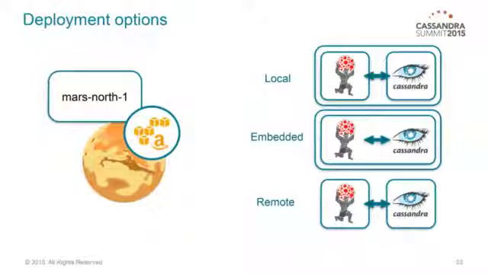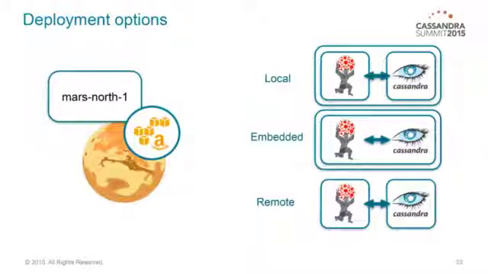Okay, so deployment options, just to beat the space thing into the ground, we have our AWS North 1 region. How could we deploy our Titan and Cassandra? Here we're looking at just an individual instance. On the same instance, we could do a local deployment. So we have our Cassandra running in a JVM, and we have Titan running in another JVM. They're communicating over a socket connection. Okay, so that's one way to do it.